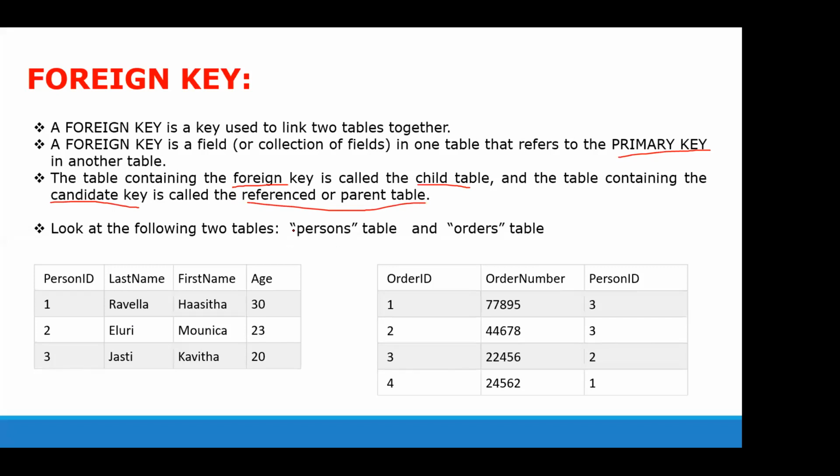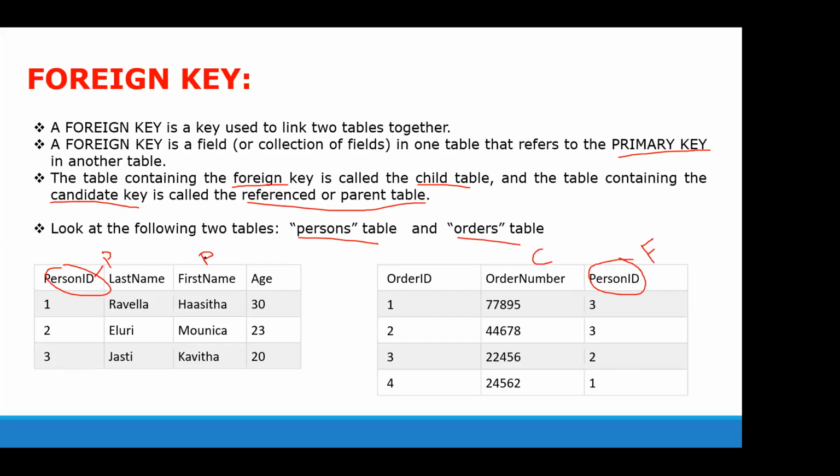Now you can take two tables here, the persons table and the orders table. This is the persons table and this is the orders table. Here person ID, last name, first name, age: these are the details of persons. And here order ID, order number and person ID. So the orders table contains person ID. This column and this column must be the same. Here we chose this as a primary key, P, and this we chose as a foreign key, F. So this we can say is the child table and this the parent table.